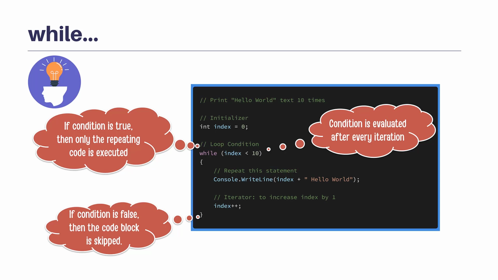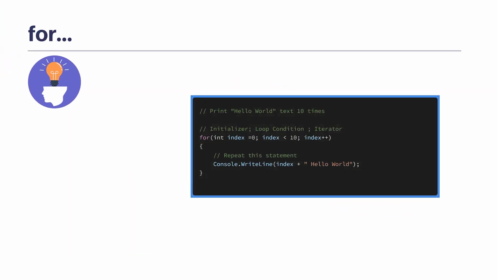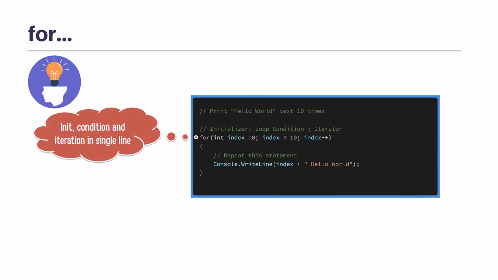Now, let's talk about the for keyword. If we use for keyword, then all the three sections, initializer, condition, and iterator, can be specified in the single line as shown here. After this, the loop body can be specified within curly brackets. If the loop body contains a single line of code, then the curly brackets are not required, but it is better to use curly brackets to explicitly mark the boundaries.